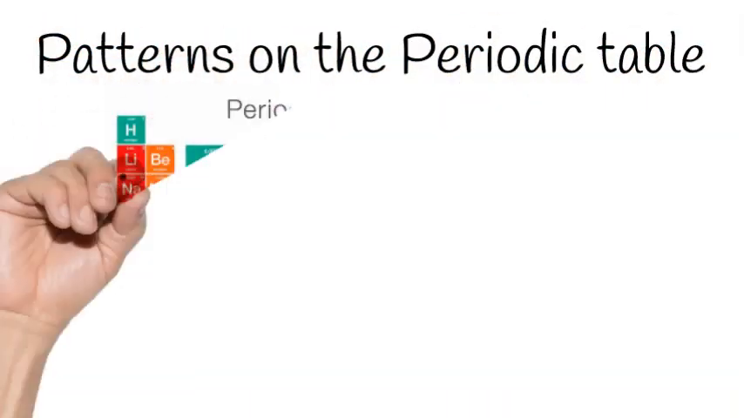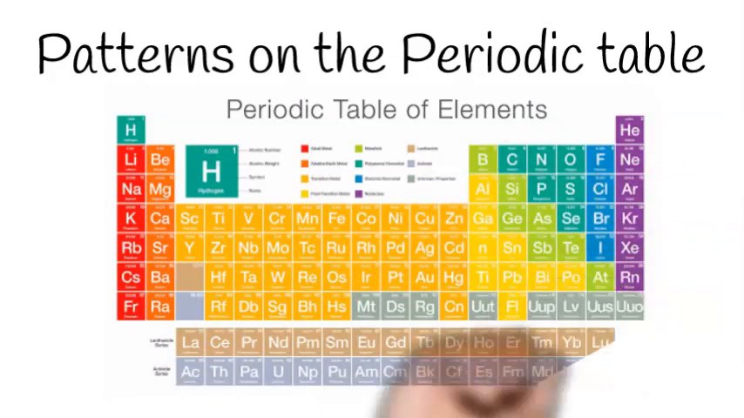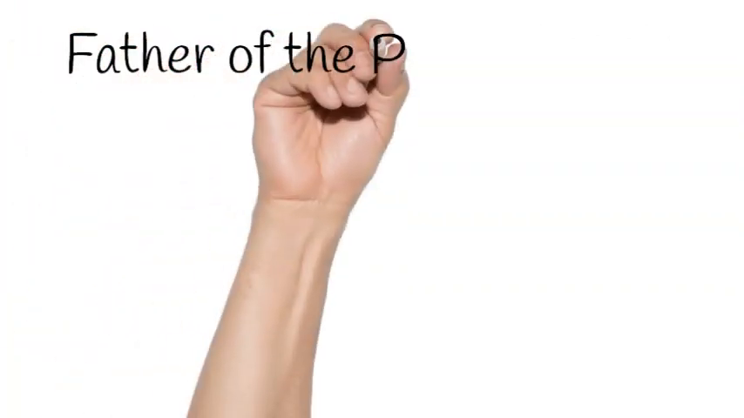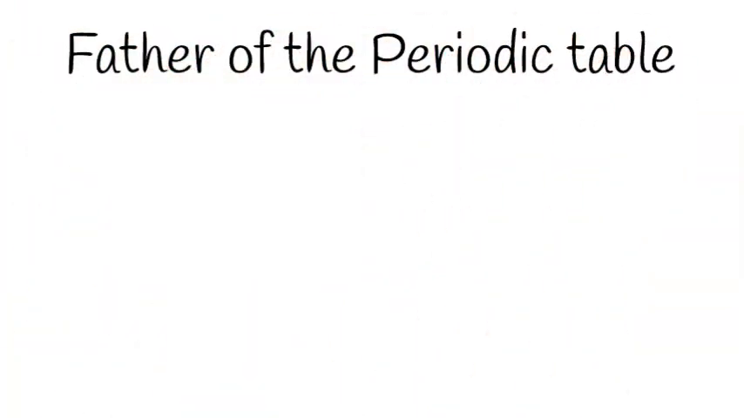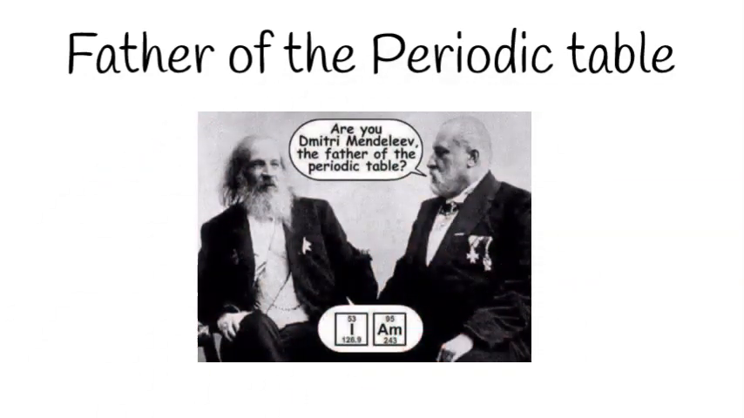Today we're going to be looking at the periodic table and all its layers of organisation. It really is a thing of beauty and something that we should all understand as students of chemistry. Dmitry Mendeleev, a Russian scientist, is widely considered to be the father of the periodic table.